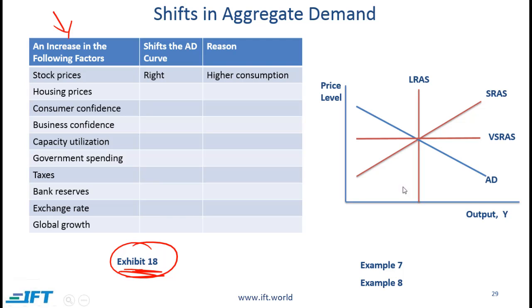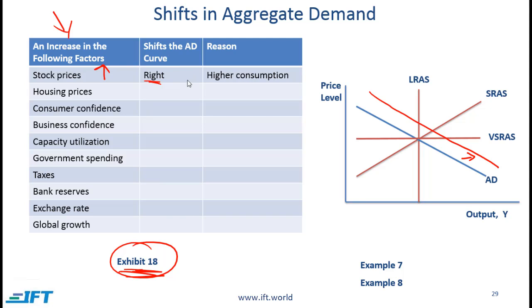So we have a given aggregate demand curve. What happens if stock prices increase? The answer is that the aggregate demand curve will shift to the right, and the right shift means that the aggregate demand curve moves like this. The reason is higher consumption.